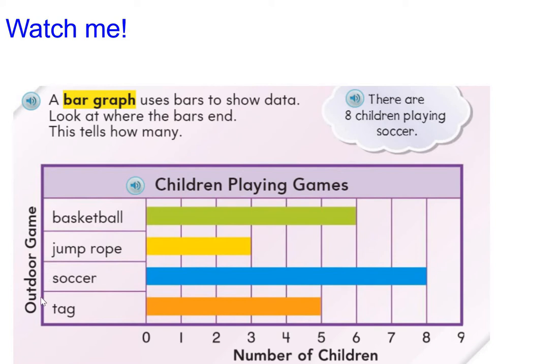And we also have labeled what data we are collecting. We are collecting what outdoor games the children are playing: basketball, jump rope, soccer, and tag. And down here we have labeled the number of children playing each game. So you can clearly look and see that 8 people are playing soccer.